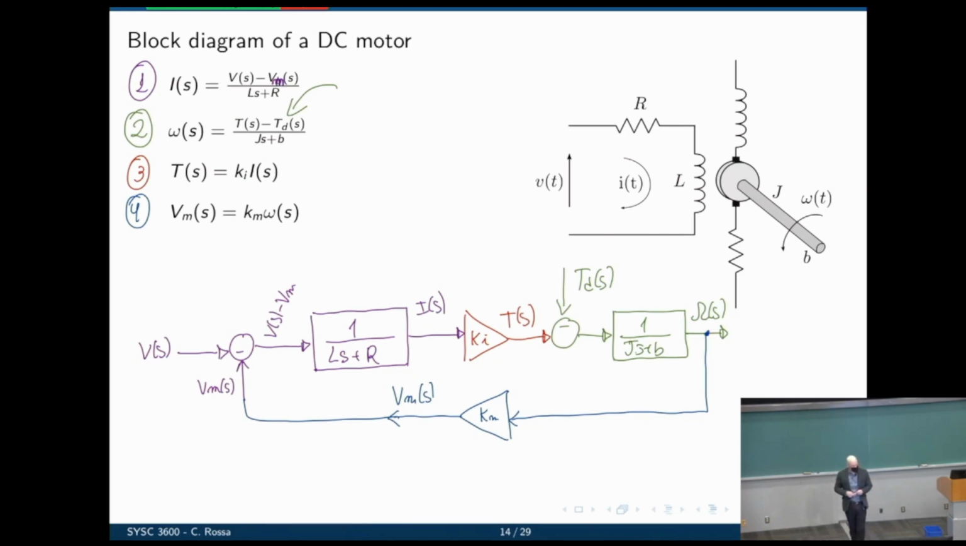Now notice something interesting, that we have access to everything now. If you think about using this in Simulink, we can put scopes and probe the signal anywhere on this diagram instead of just having access to V and omega. We can look at how the current behaves. We can look at how the back EMF force behaves, the speed, and so on.